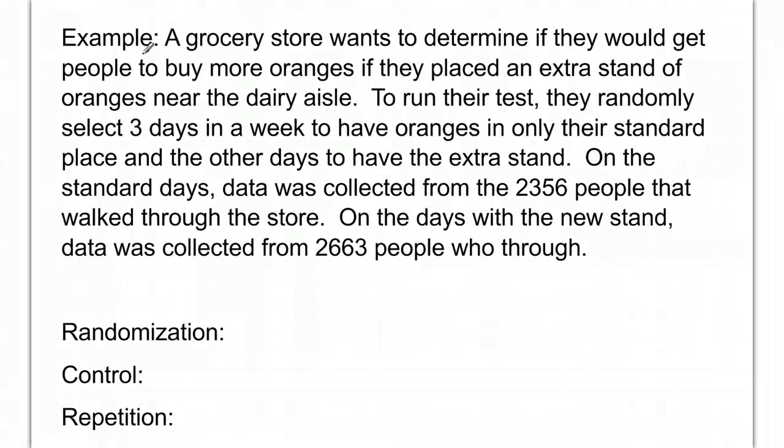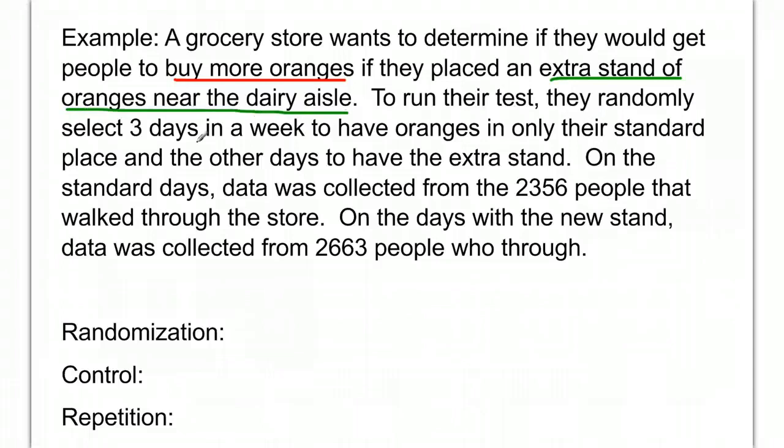Let's look at this long example story and try to find the randomization, control, and repetition and how they're used in it. A grocery store wants to determine if they would get people to buy more oranges if they placed an extra stand of oranges near the dairy aisle. So they want to see if people will buy more oranges. Underline right there, that's what they want to measure. And their way to figure that out is having an extra stand of oranges near the dairy aisle.